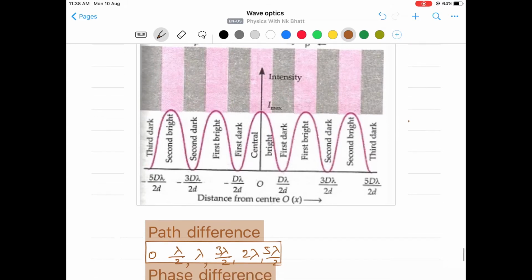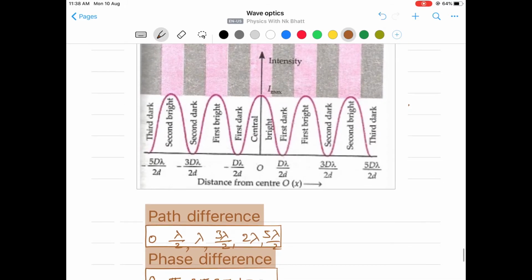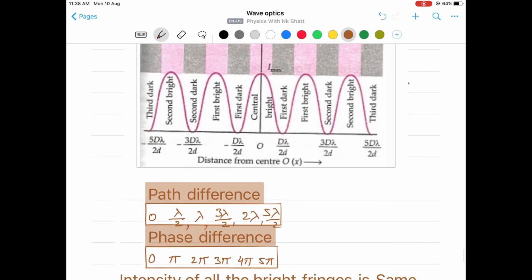So when it comes to path difference, the center bright fringe will have zero path difference. All the waves will reach by the same path, so no path difference will be considered there, and they are producing brightness. When it comes to the first dark, the path difference is lambda by 2. For path difference lambda by 2, phase difference would be pi, because for lambda it is 2 pi, so for lambda by 2 it is pi.